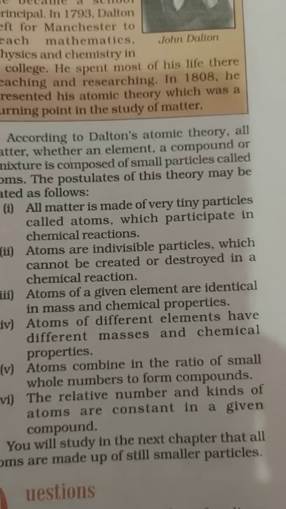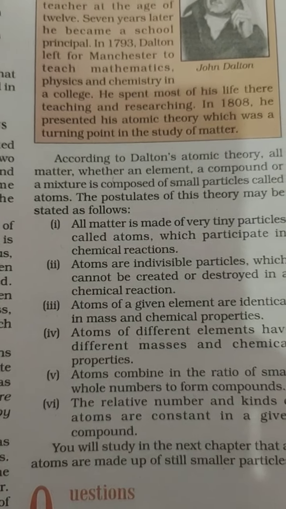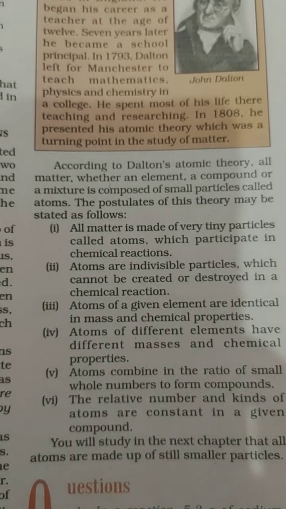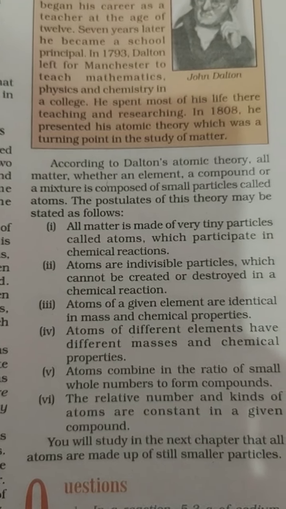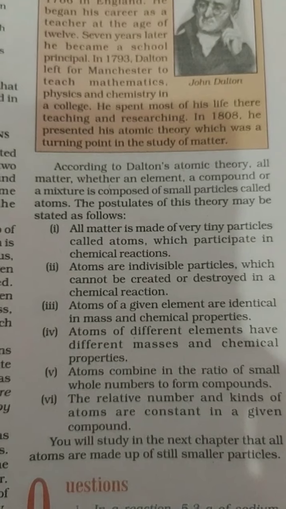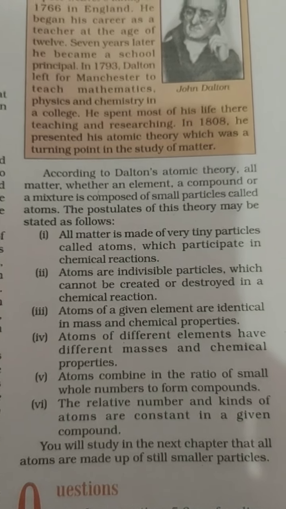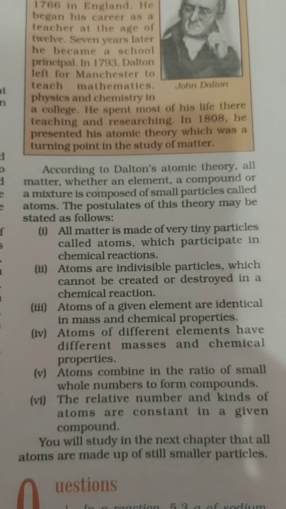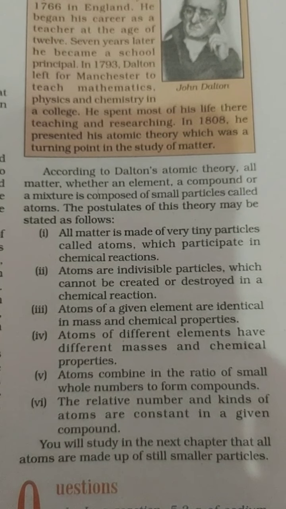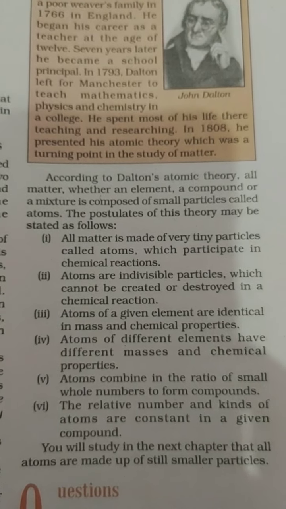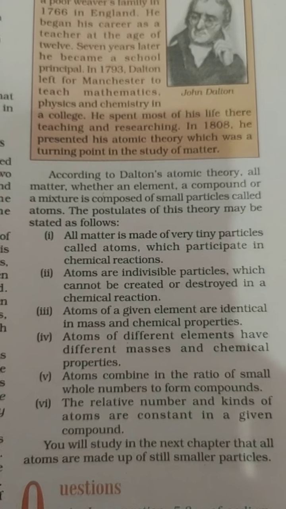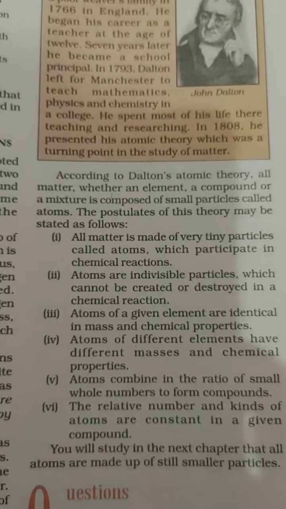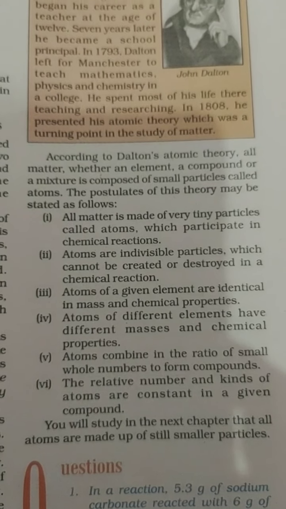So out of these postulates, there are two chemical laws of combination which come from these postulates. That atoms cannot be created nor destroyed is the law of conservation of mass: atoms do not go anywhere, they just remain in the reaction. And the relative number and kind of atoms are constant in a given compound. That means to form any compound, we have to take a fixed number of atoms. That is the law of constant proportion. So from these two postulates come the laws of chemical combination. The rest of the postulates may be true or they may be wrong.